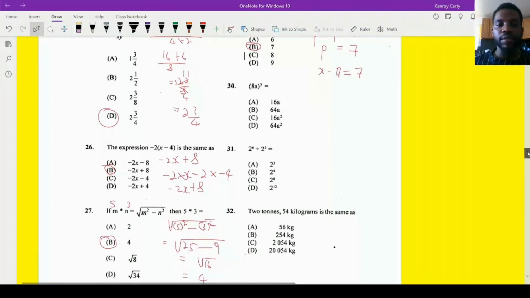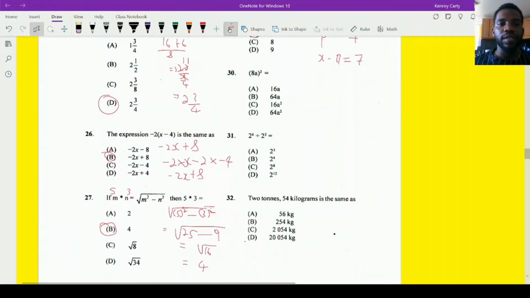Alright, take it down to question 30. Now, question 30 says, what is 8a all squared? Now, whenever you multiply things or you take the product of something, that means that by laws of indices, once you raise it to a power, then each thing in the bracket will be raised to a power. So in other words, 8 will be squared times a, which will also be squared. 8 squared is 64. And a squared remains as a squared. So we have 64 a squared. So the answer for 30 is D as in dog.